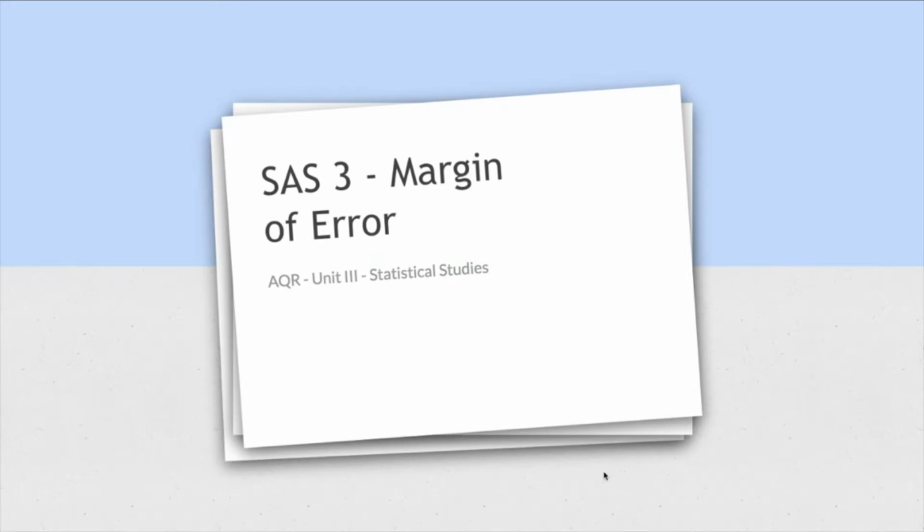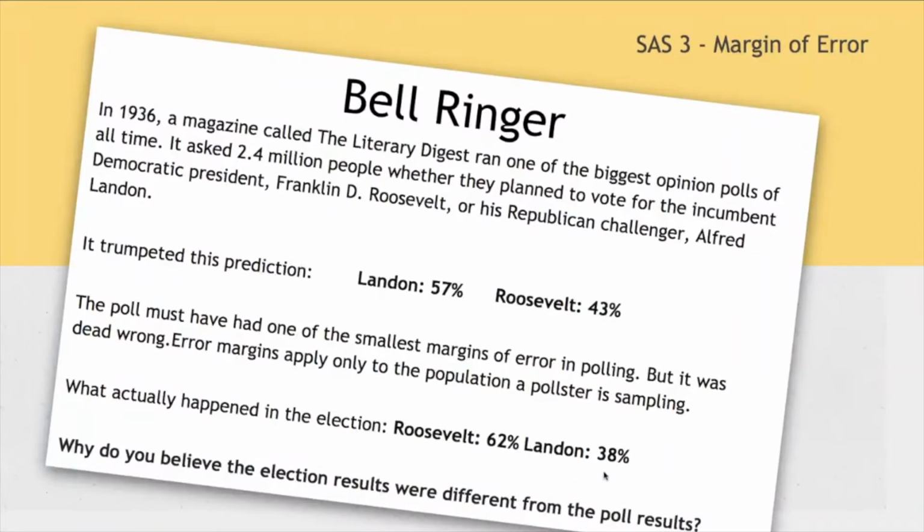The bell ringer is, in 1936, a magazine called The Literary Digest ran one of the biggest opinion polls of all time. It asked 2.4 million people whether they planned to vote for the incumbent Democratic president, Franklin Delano Roosevelt, or his Republican challenger, Alfred Landon. They trumpeted this prediction that Landon would win 50% of the vote and Roosevelt would lose with only 43% of the vote. So the poll must have had one of the smallest margins of error in polling.